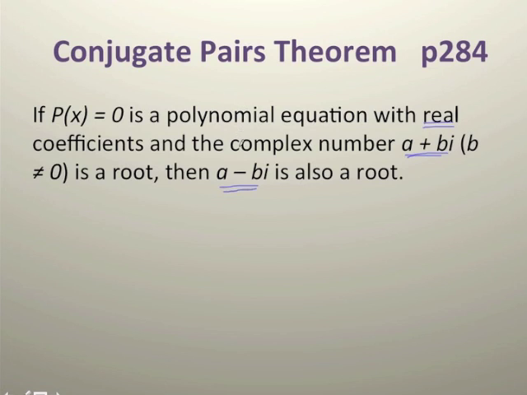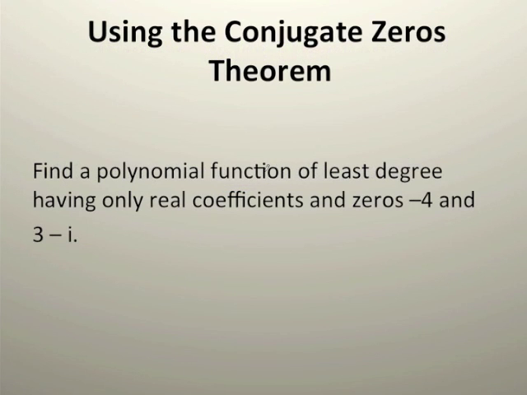It says when one complex number is a root, then its conjugate is also a root when you have real coefficients. So find a polynomial of least degree that has only real coefficients, and it has zeros negative 4 and 3 minus i. Oh, 3 minus i is a zero. We also automatically know that its conjugate, 3 plus i, is a zero. To find this, they're giving us the zeros, and we have to find the polynomial.